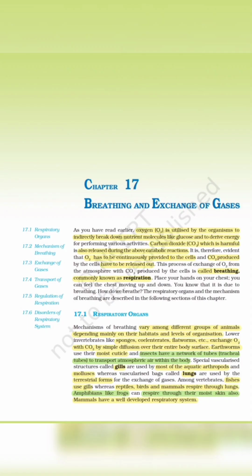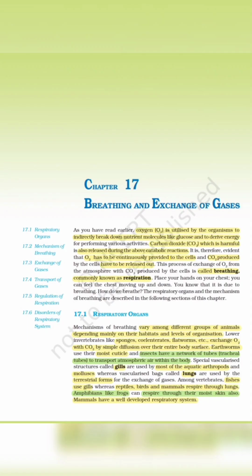So, respiratory organs. Mechanism of breathing varies among different groups of animals depending mainly on their habitats and level of organization. Lower invertebrates like sponges, coelenterates, flatworms exchange O2 with CO2 by simple diffusion over their entire body surface. Earthworms use their moist cuticles and insects have a network of tubes to transport atmospheric air within the body.